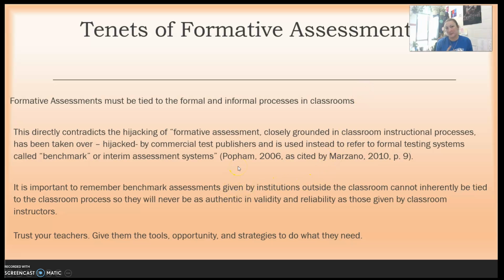One of the best things we can do as administrators and leaders of the school to support teacher leadership and teachers inside the classroom with their formative assessments is trust them. You've got to trust your teachers. You hired them, you interviewed them, you said, hey, this teacher's good enough to work for me, so let them do their jobs. Give them the tools, the opportunities, and the strategies that they need in order to give those formative assessments and make them meaningful.